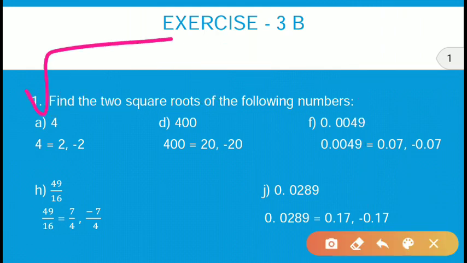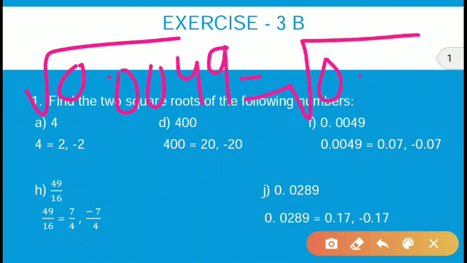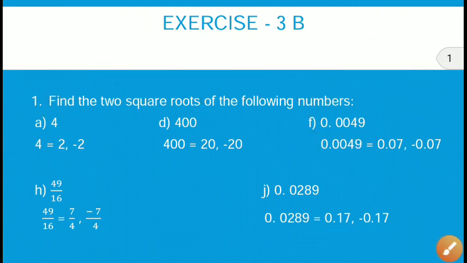Next is 0.0049. This can be written as under root 0.07 into again 0.07. Clear? So 0.07 and 0.07. This is one pair, and from the one pair you write only one 0.07, and when you remove the under root, it will give you plus and minus sign. That means the square root will be one with the plus sign and another with the minus sign.